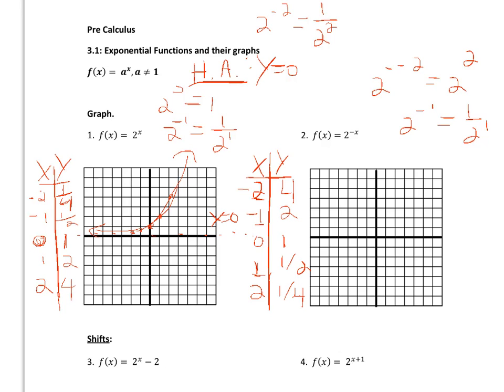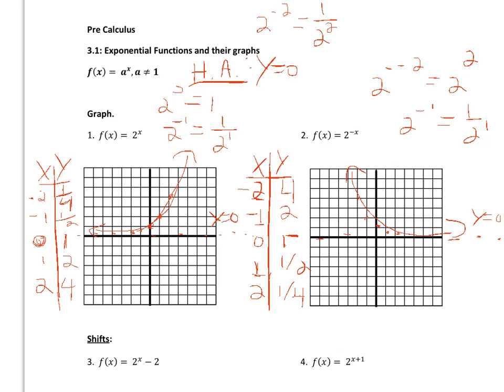So let's plot these. We're going to get -2, 4. So 1, 2, 3, 4, which is right here. -1, we're up at 2. 0, we're at 1. 1, we're at 1/2, which is right here. And then 2, we're at 1/4. So now this graph just goes down left to right. And then you still get this HA. It's going to get closer and closer, but it's never going to hit 0. So the HA is still Y equals 0.